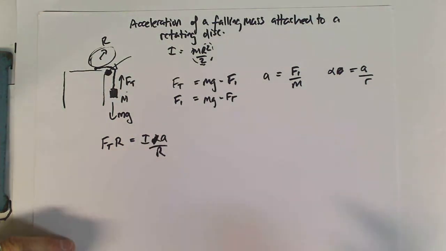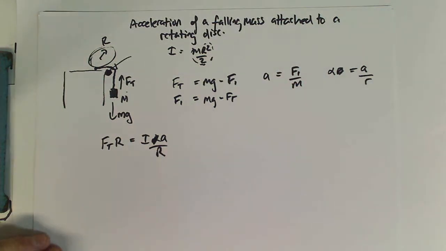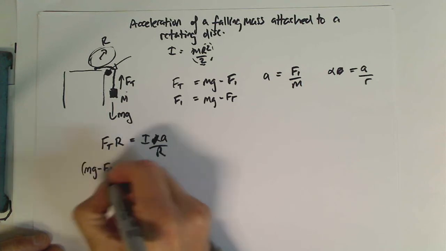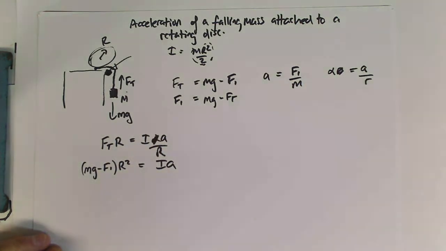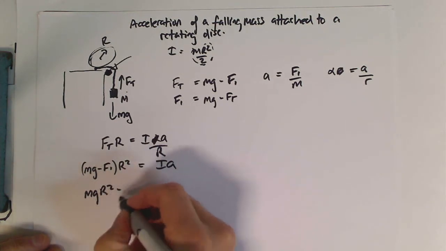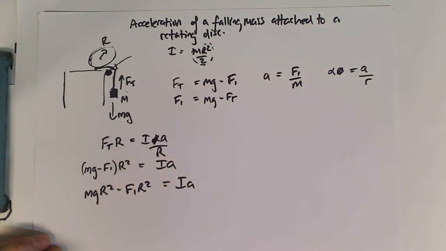Now we could have the r squared, but first I'm going to substitute in the Ft. So the Ft is mg minus F1. mg minus F1 times r squared equals I alpha. Starting to look a bit better because we've got an acceleration, which is what we're after. So we can go mg big R squared minus F1 big R squared equals I alpha.